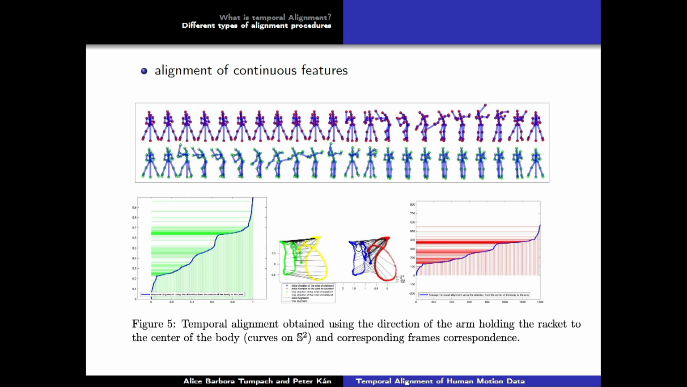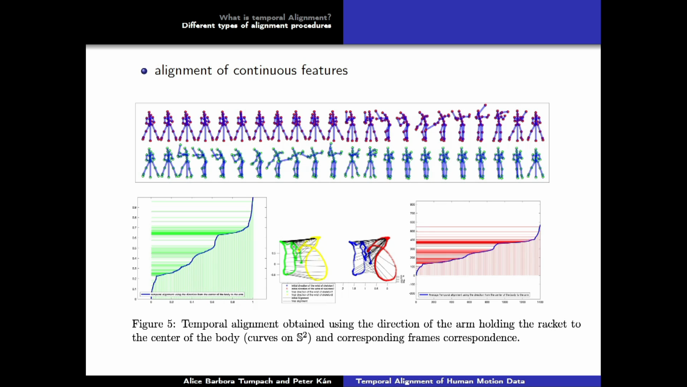And so here you see two different motions. On the first line, one motion, and on the second line, another motion. And if you compute this vector connecting the center of the body to the arm, you get two different curves on the sphere. And you want to align them the best, so make the best correspondence between the points on the sphere. And so this is before alignment, and this is after alignment, using some geometry on the sphere.